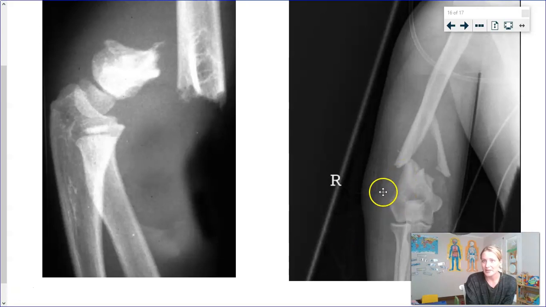And again, this picture here, sorry, I should have said, this is the humerus coming down here. The humerus has split and it's fractured here in two sections. Again, must have been incredibly painful.